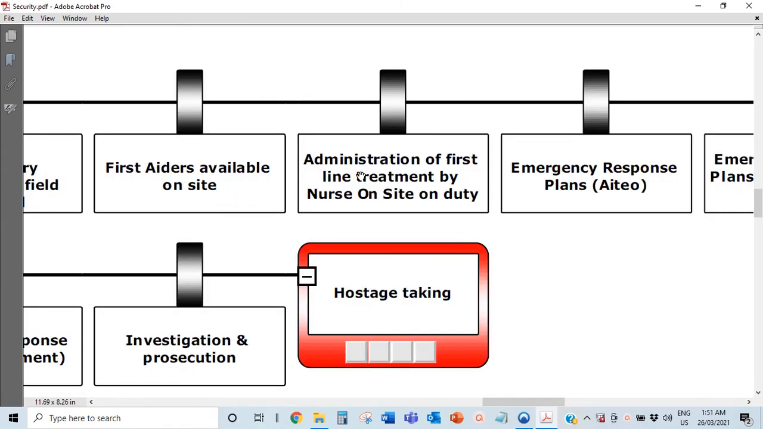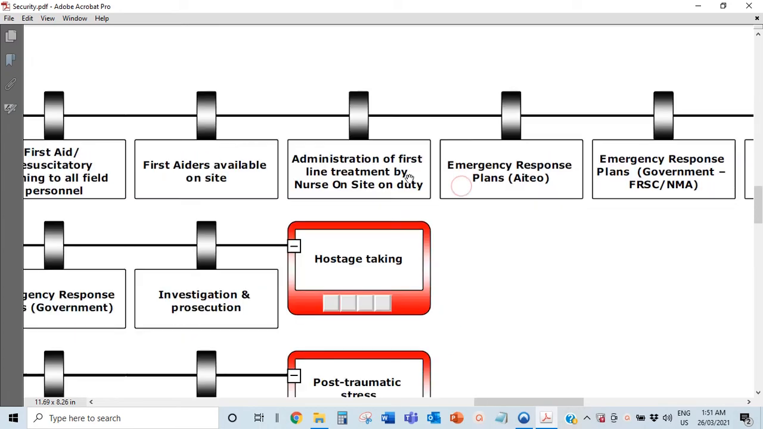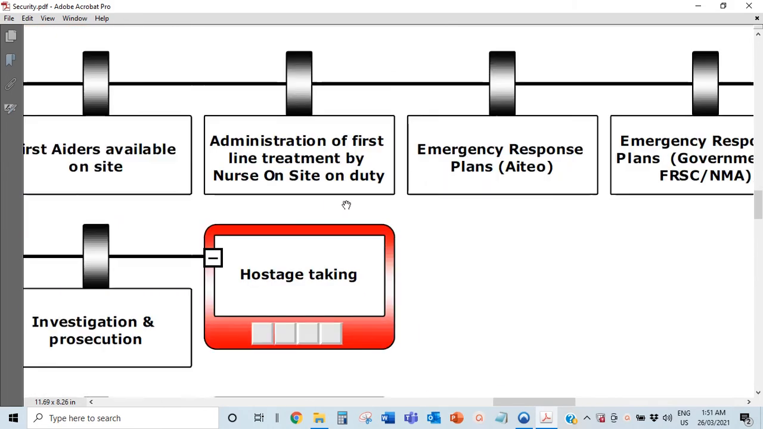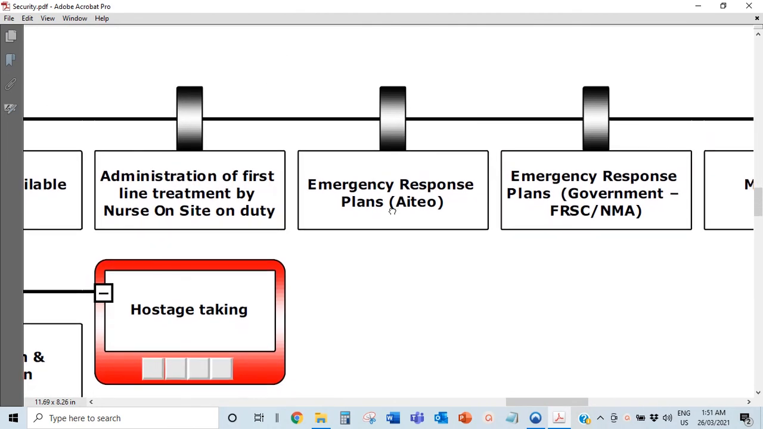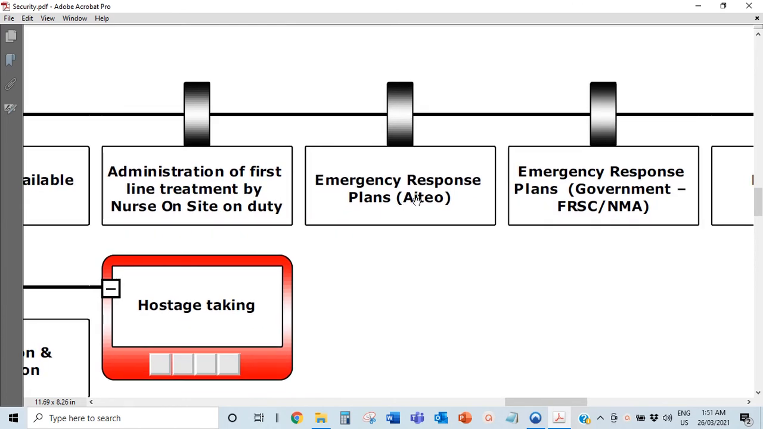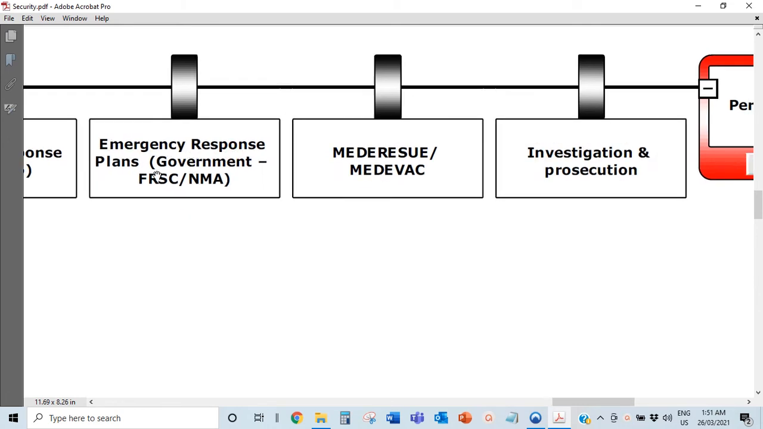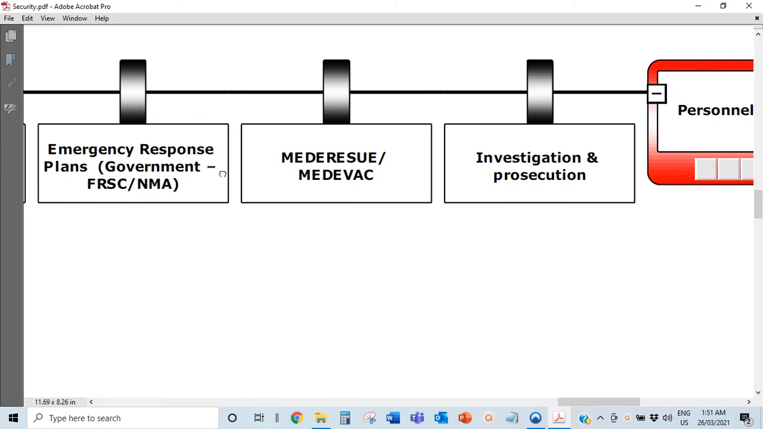Another barrier is administration of first line treatment by a nurse on site on duty. So if you normally have a nurse on site, it would be good to have them 24 hours, especially as this also depends on how risky the situation is, how high the risk is. Then emergency response plan, you need this. Your emergency response plan must always be there so that you know what to do when there's an emergency. This is critical for governments and whatever kind of government agencies that you would need.